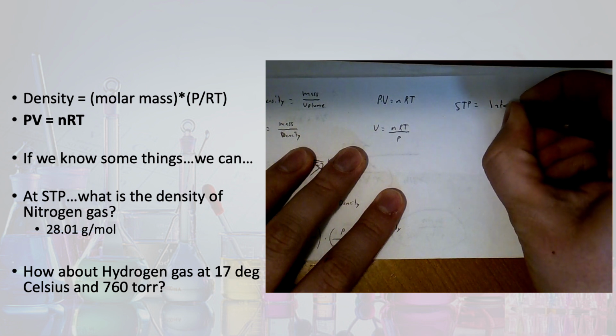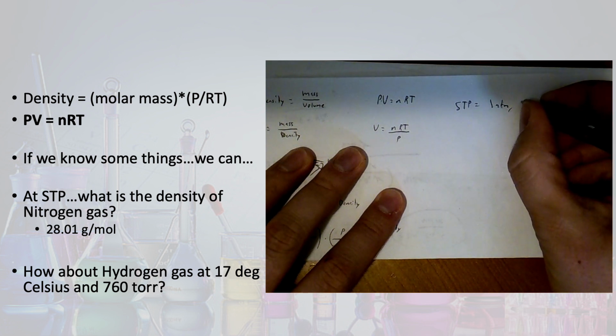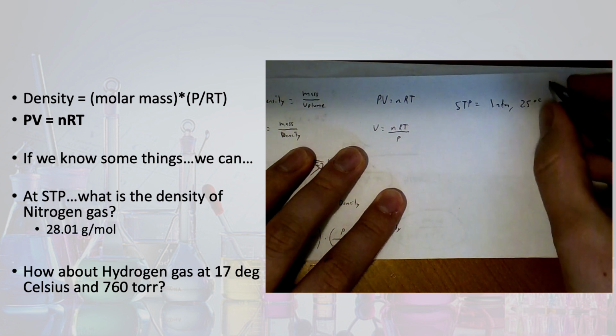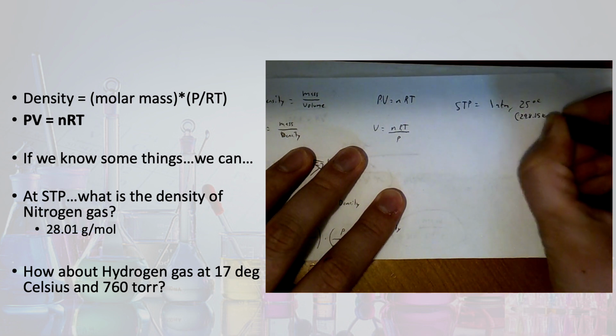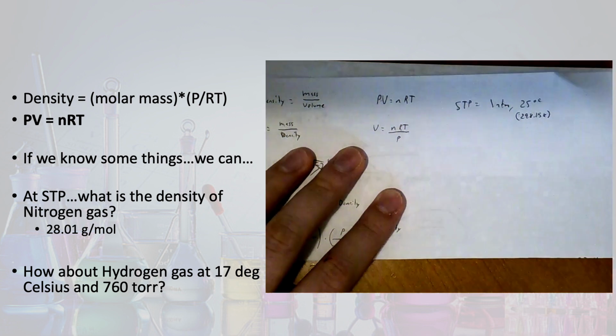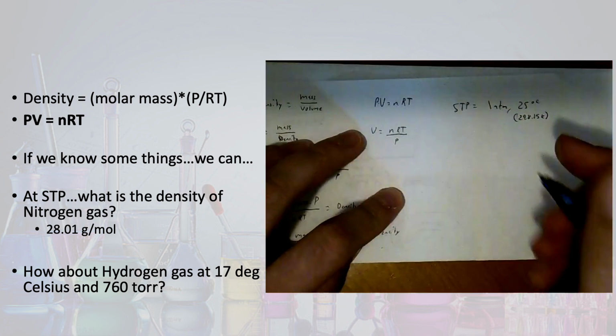Go ahead and give that a go on your own. You can pause here. So the variables that are changing here, it's 17 degrees Celsius instead of 25, and we're going to use torr to start with, right? So remember your R constants and the variables on your R constants. Go ahead and pause now if you want to give that a try.